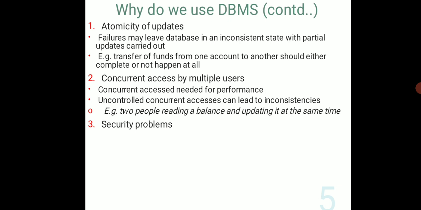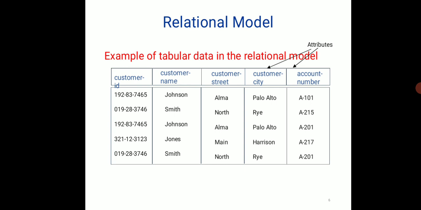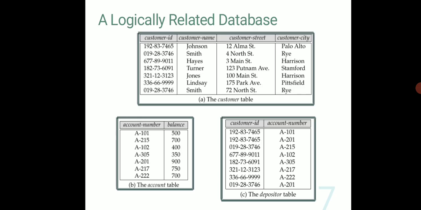The third one is security problems. This is a relational model. It is in a tabular format. Here a customer ID is there, customer name, customer street, customer city, account number. These are all attributes, and each attribute has data. So this is a relational model. It should be in tabular format. This is a logically related database.